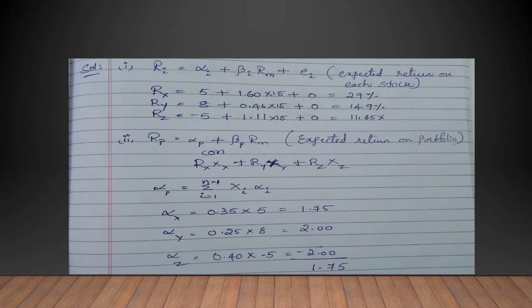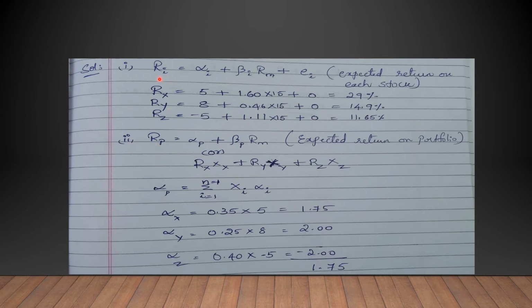Next, coming to the solution of the problem. Here you have to find the return on stocks as well as the return on portfolio. So the first part is return on individual stocks. We have to find out the return on individual stocks and then the return on portfolio. In the problem, the risk part is not asked, so we are only finding the expected return of individual stocks as well as the portfolio.